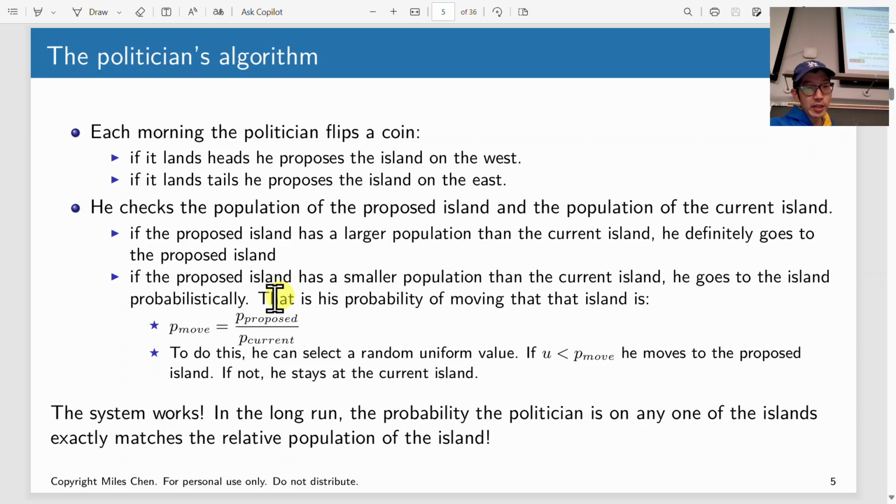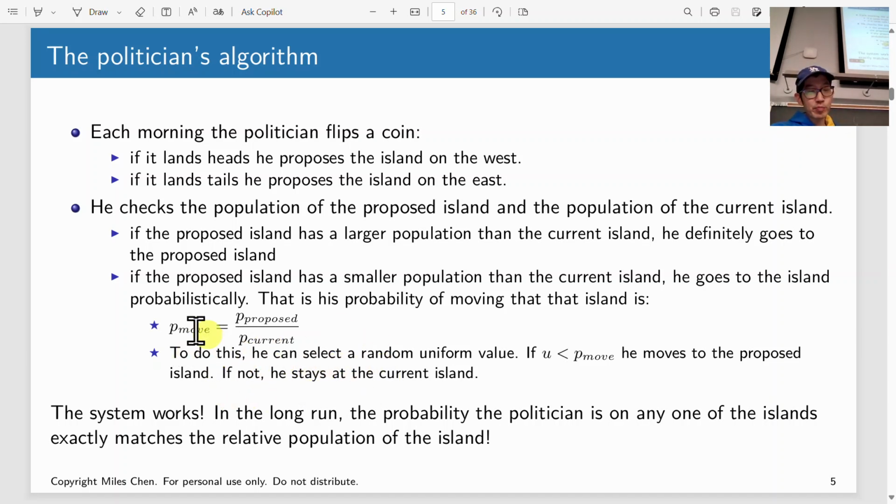He's going to calculate basically the ratio between the probability of the proposed island divided by the probability of the current island, or I guess in this case it would be the population of the proposed island divided by the population of the current island, okay? So if the proposed island is half the population of the current island, he'll go there with probability of 0.5. If the proposed island is much smaller, like 10% of the current island, he'll only go there with a probability of 10%. If the proposed island is like 90% of the current island, then he'll go there with a 90% probability, and he'll stay at the current island basically with a 10% probability.